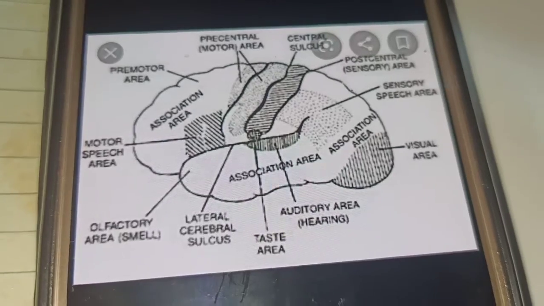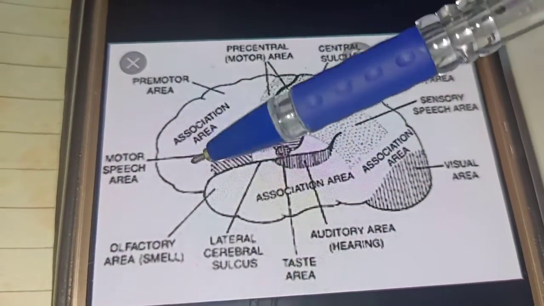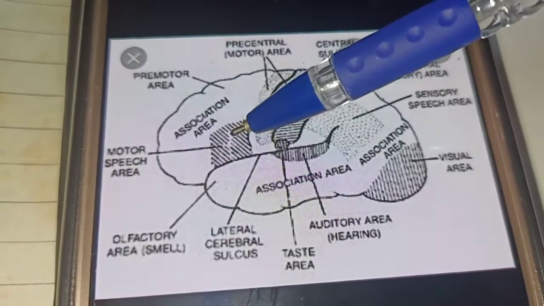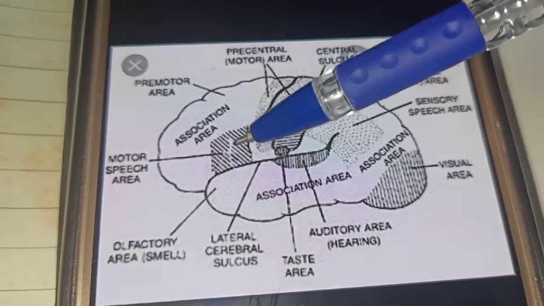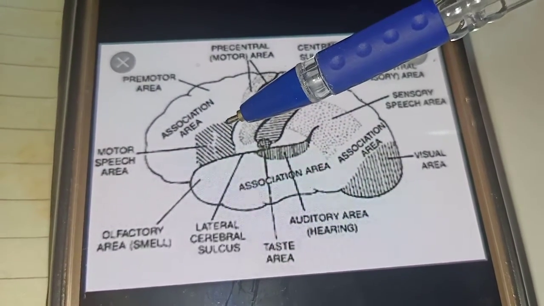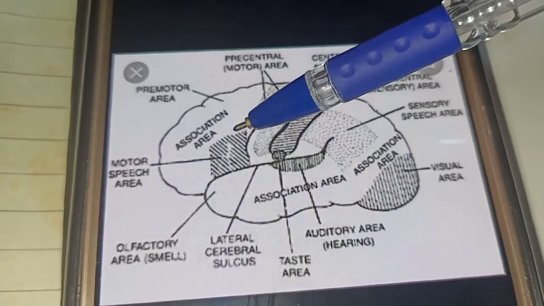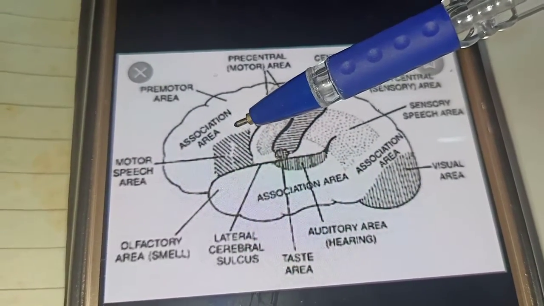Clear? Next is the Broca's area. Not the sensory area, this is the motor speech area. This is associated with our speech, how clear your speech is.